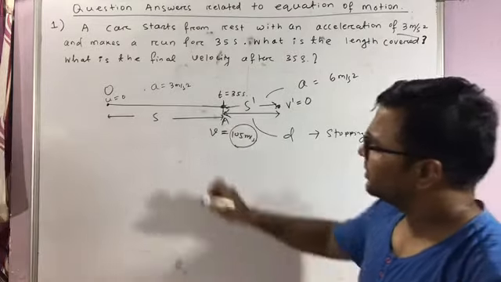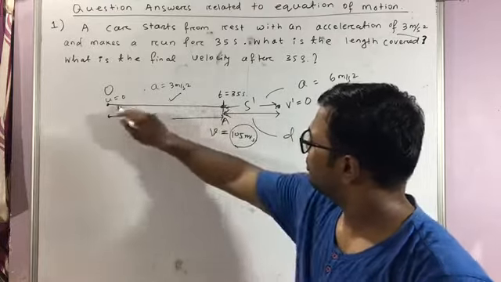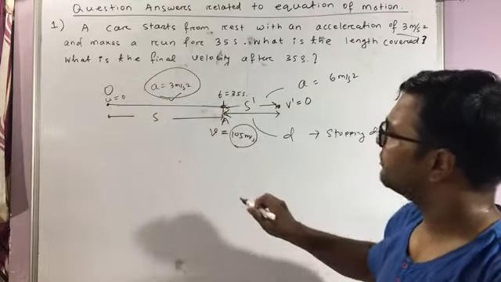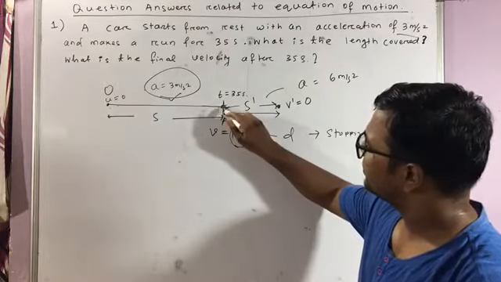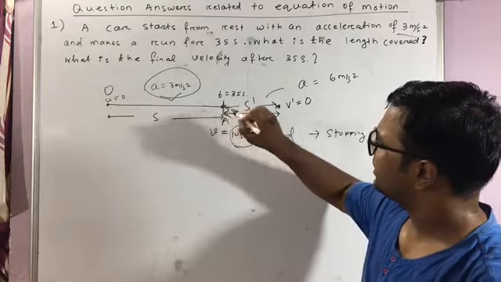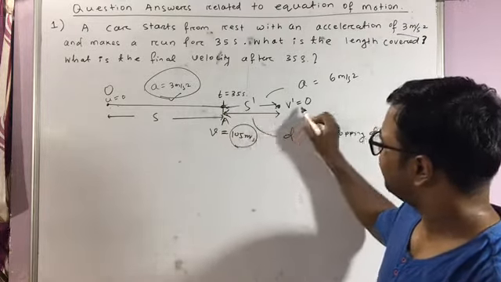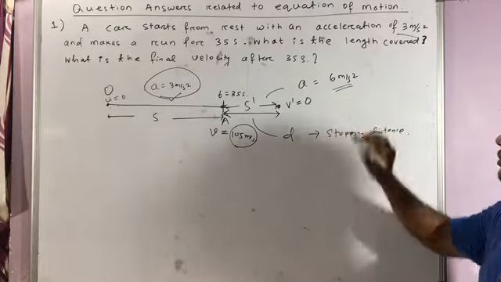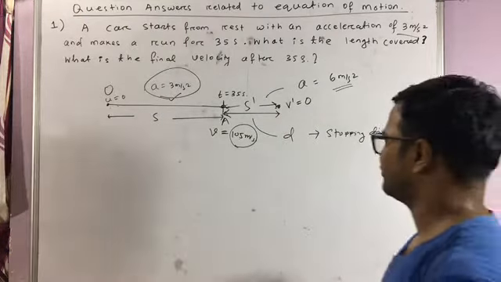Got it? This is a case where the speed of the body from 0 to A, that is OA, increases. So here you need to take the acceleration value to be positive. In this case the object is applying some brake, so the speed decreases from 105 to 0. In that case you need to take your acceleration as deceleration, or negative acceleration.